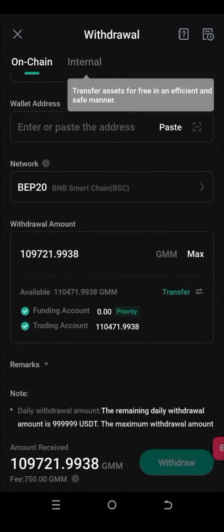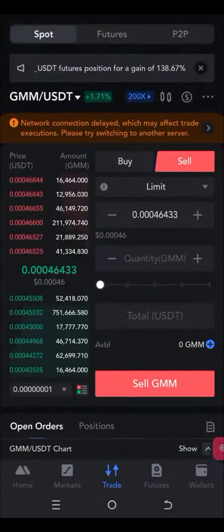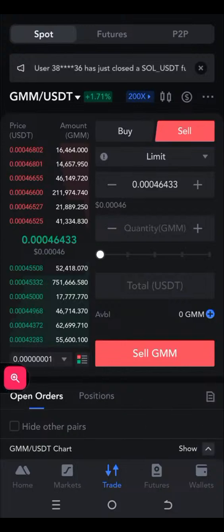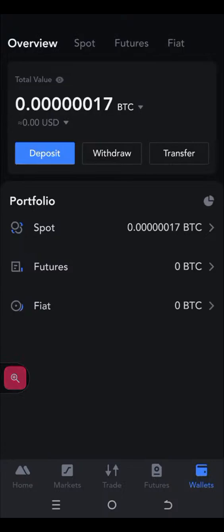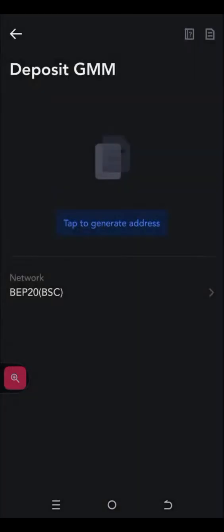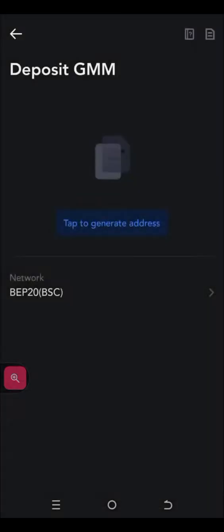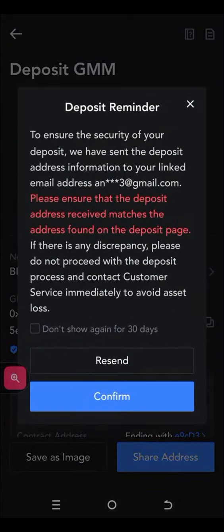So let's go over and put in all the other details. We're going to go over to Mexi and take every single thing. I hope the price is still good. If not, we're going to set a sell limit, whatever it is, right? So we want to deposit it, and we're depositing GMM. Okay, BEP20, right? That's what we want. We're going to tap to generate it. So let's see. Ensure. All right. Yeah. Okay, no problem.